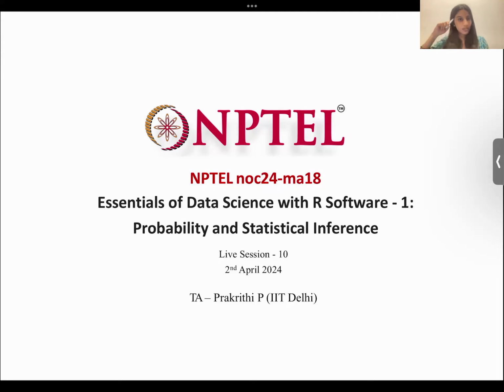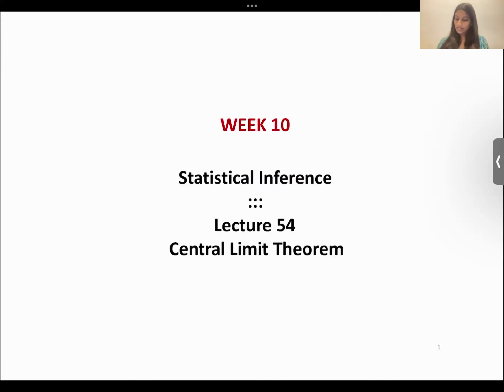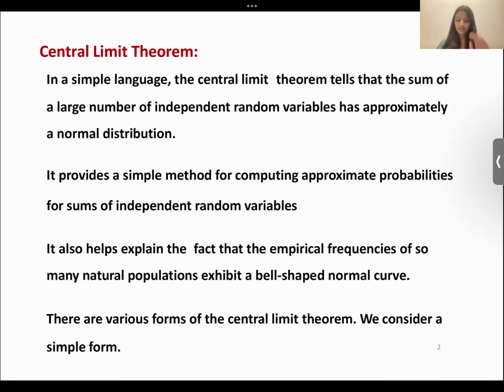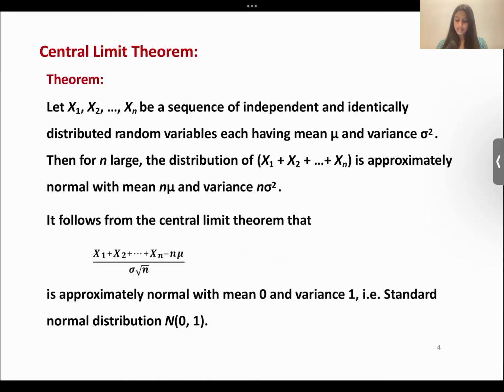Okay, so just a quick recap of what happened in week 10's lectures. We saw something about the central limit theorem. That is nothing but when you have many independent random variables like x1, x2, and xn, all of these are independent and identically distributed. They could have any distribution.